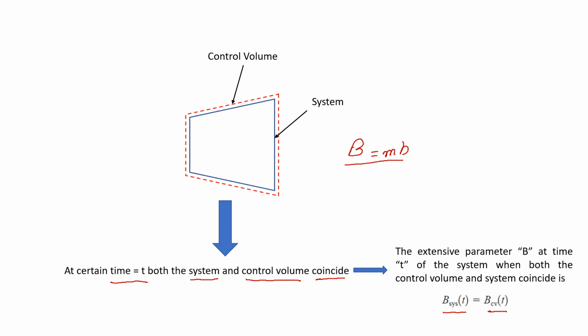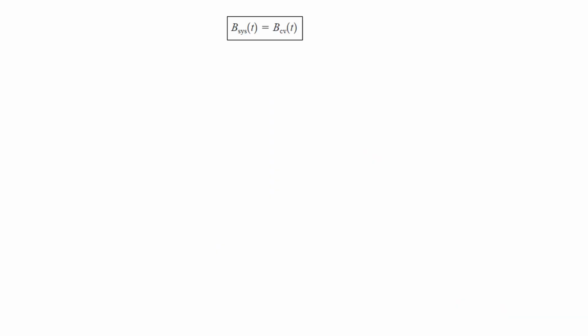Now let's see a scenario when the system is moving out of this control volume. What will happen? We will again write this equation, but it will now change when the system moves out of this control volume. So we would like to see that scenario and develop an equation. Again, that is the equation that we previously saw, that at time t when both the system and the control volume were coinciding, the extensive properties were the same.